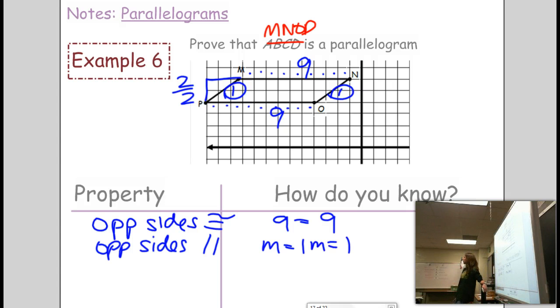What else could we do to prove it's a parallelogram? Sides are parallel. Yeah, we did opposite sides parallel. We did opposite sides congruent. Opposite angles? Can't really find the measure of the angles, right? The diagonals bisecting? Do we really want to draw all the diagonals? I think we're good with those two. Let's call it.